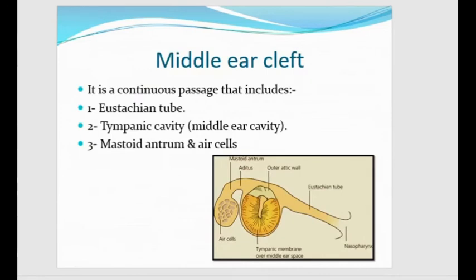The second part of the ear is the middle ear cleft, and the middle ear cleft is found between the tympanic membrane and the inner ear, the cochlea and semicircular canals. This space is called the middle ear. It is called cleft. The cleft يشمل 3 أشياء.